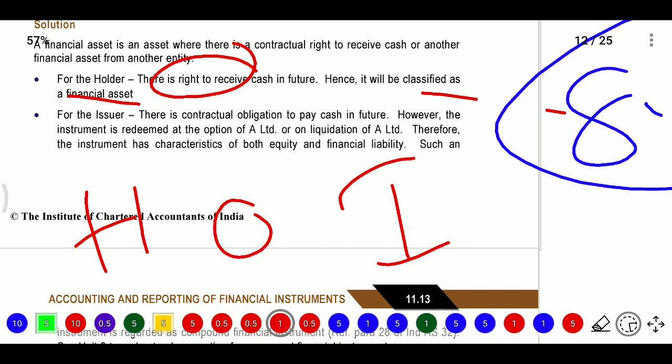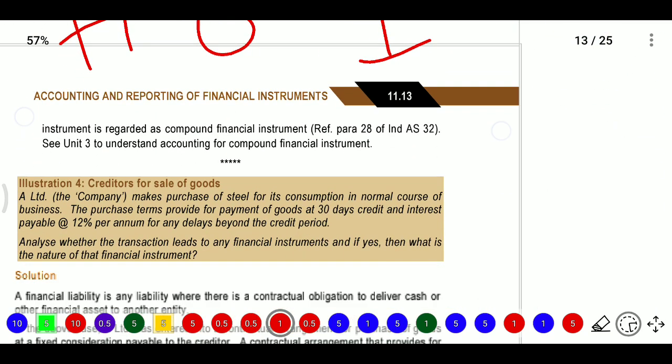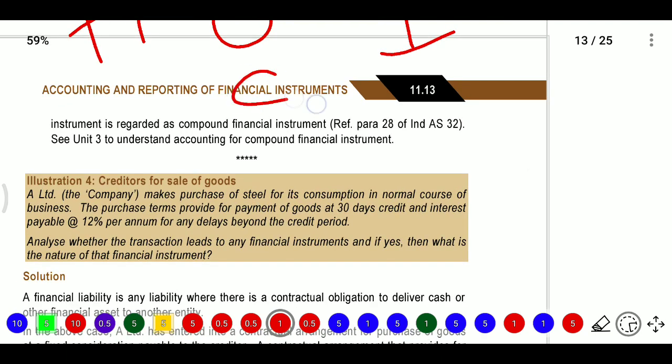However, the instrument is redeemed at the option of A Limited, because it is perpetual, which means there is no maturity. So here the option will be there for that company only, so the company may pay at the time of liquidation. Therefore the instrument characteristic has both equity and financial liability. So such an instrument is regarded as a compound financial instrument. So when one instrument has both the nature of equity and the nature of debt, then it will become a compound financial instrument.